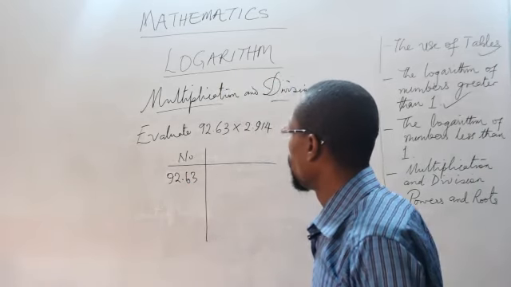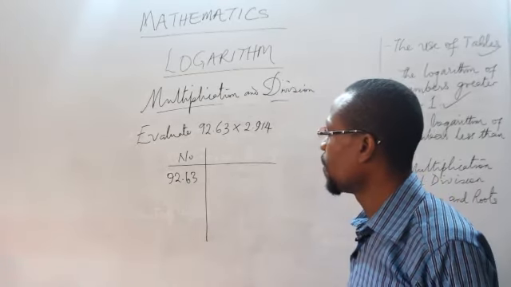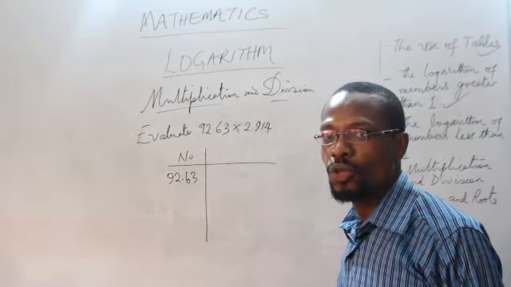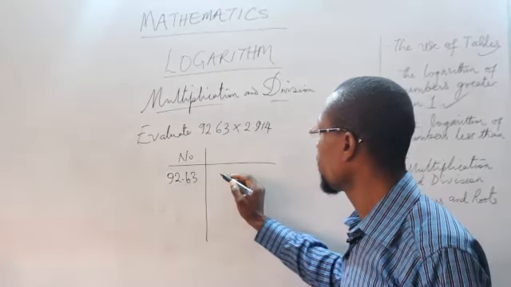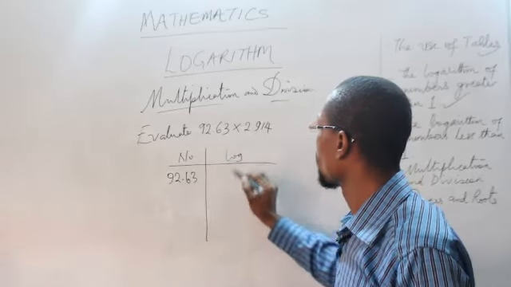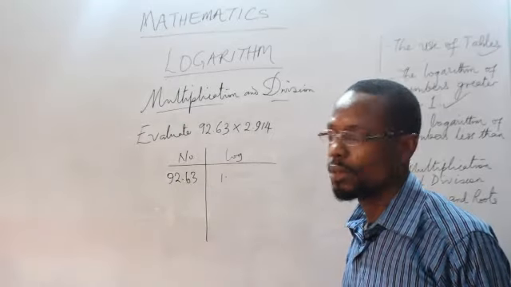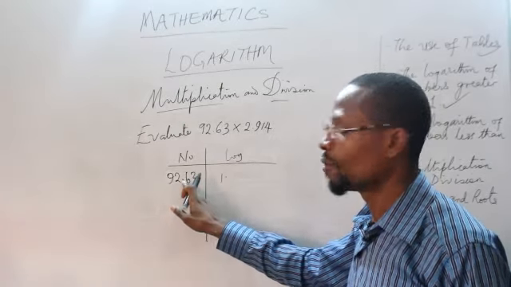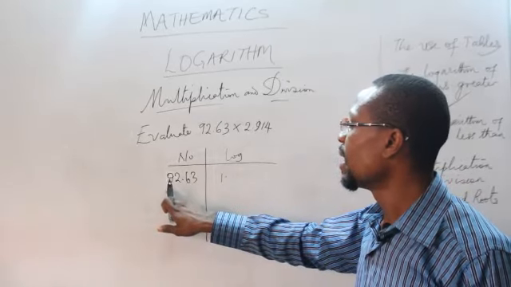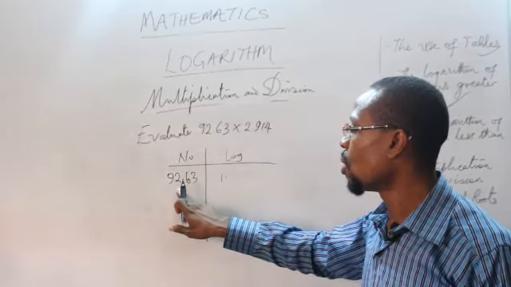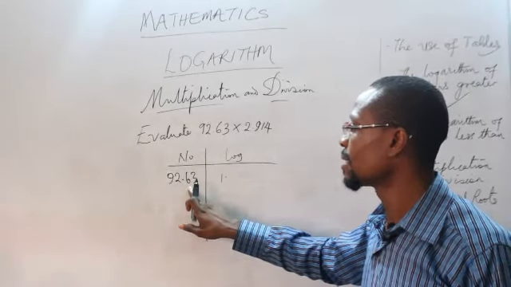Now, what is the logarithm of this number? First of all, you get the characteristic. And what is the characteristic here? The characteristic is 1. Very simple. There are 2 digits before the decimal point. So our characteristic is 1. So we now go on to get the logarithm of 92 under 6 difference 3.